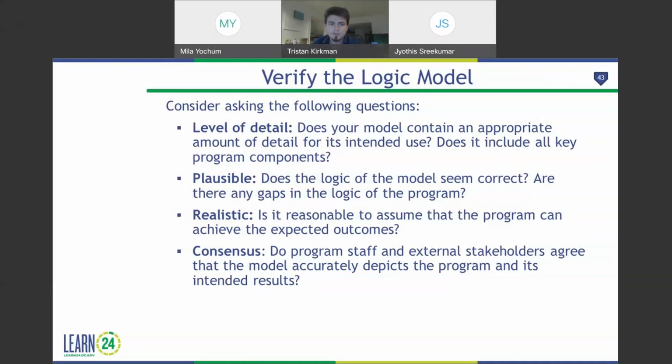You should also aim to achieve consensus among your program stakeholders regarding your model and its intended results. You may want to involve other program staff who are not involved in developing a logic model, as well as other external stakeholders to help you verify your model.